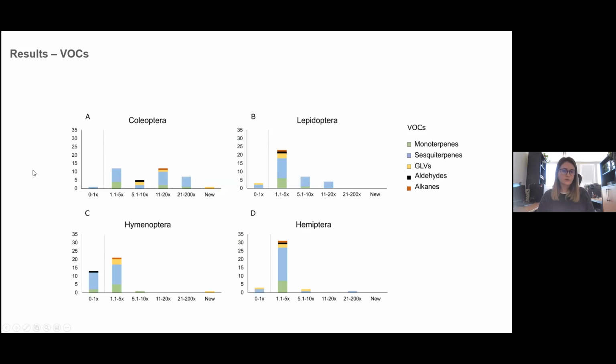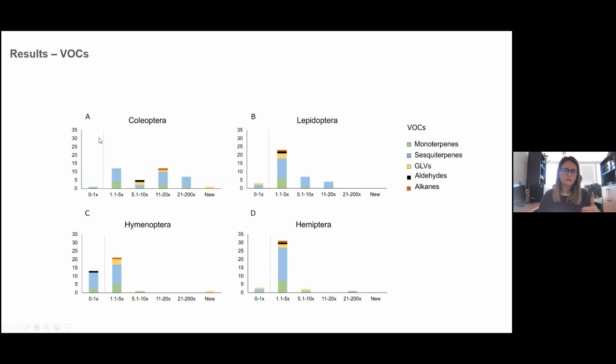So to further illustrate these changes among herbivore orders, I can show you here the trends in VOC emissions. So when comparing and contrasting this information, we can see that again, all the orders are showing more or less some differentiations, but Coleoptera and Lepidoptera have the higher emissions. And before the dotted line, we have downregulated compounds, and after we have upregulated compounds.